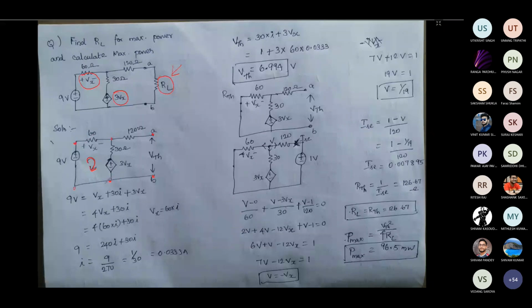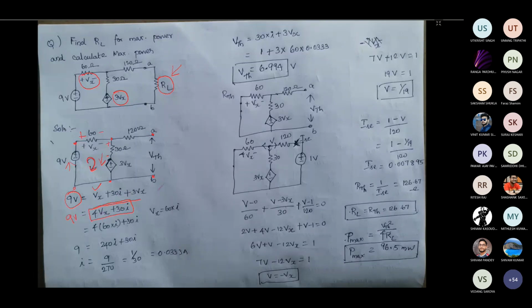Here current is entering the negative polarity, so you can consider it as a voltage rise, that is equal to the sum of the drops, because the current is entering the positive polarity of this, that is considered as Vx here. Then current will be entering the positive polarity of this. Here we are getting 30 into I. Then here we are getting plus 3Vx, plus because the current is entering through this. Then if you reduce this, you will be getting 4Vx plus 30I is equal to 9 volt.